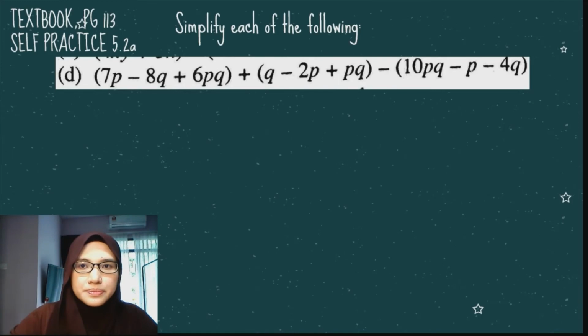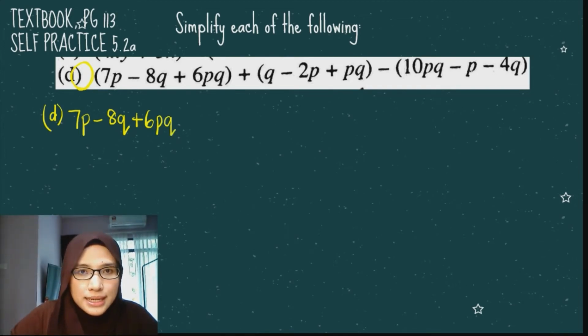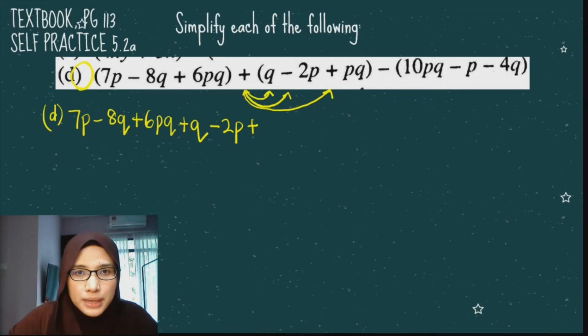Okay, our question D. You have lots of algebraic terms, the method is always the same. Get rid of the brackets first. The first bracket, you don't have anything in front of it, just copy down the terms. 7p minus 8q plus 6pq. And our second bracket, we have a plus sign multiplied with positive q, you will get positive q, and plus sign multiplied with negative 2p, you will get negative 2p, or minus 2p, it's just the same. And plus multiplied with plus pq, you will get plus pq. Okay, that is your second bracket.